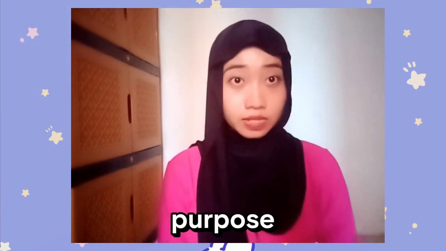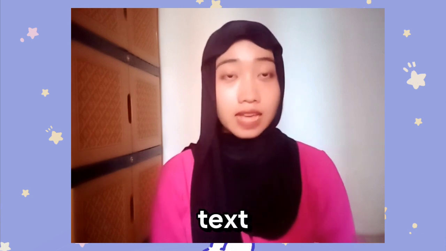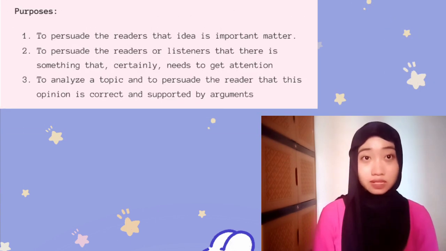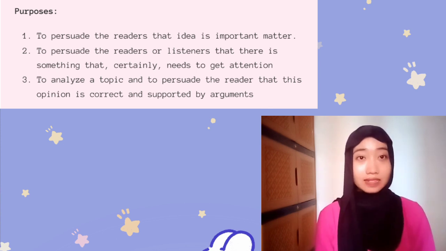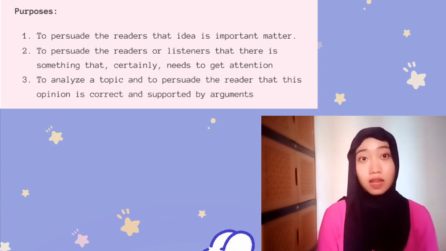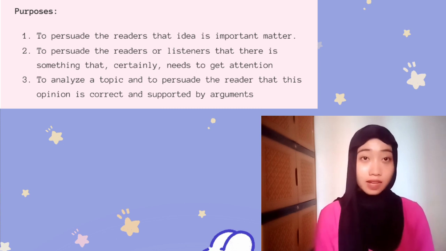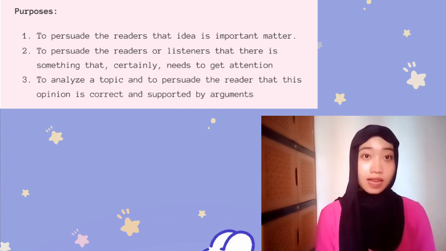And what is the purpose of exposition text? Exposition text has several purposes. They are to persuade the readers about an idea or an important matter, to persuade the readers that there is something that needs attention, and the last is to analyze a topic and to persuade the readers that this opinion is correct and supported by arguments.